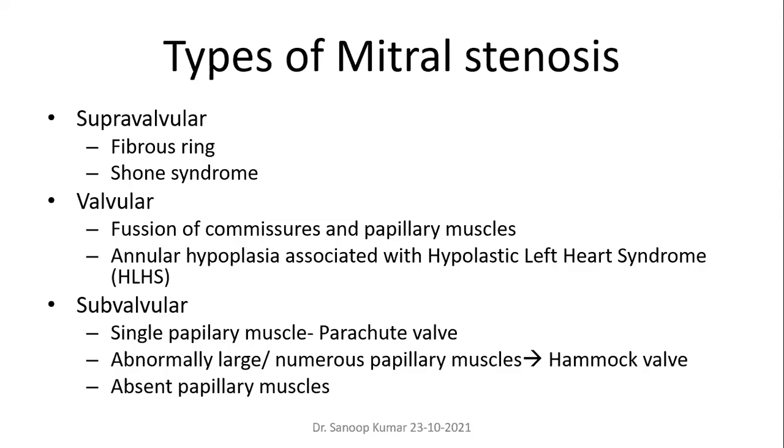It can be supravalvular, that means anything above the valve, around the left atrium. Or valvular, where the pathology is in the valve leaflet. Or subvalvular, behind, downward. So supravalvular can be a fibrous ring here, or Shone syndrome, which is a congenital syndrome. Then valvular, you have fusion of the commissures, the valve commissures got fused. Or you can have annular hypoplasia, where the annulus will be very small. That is seen in hypoplastic left heart syndrome.